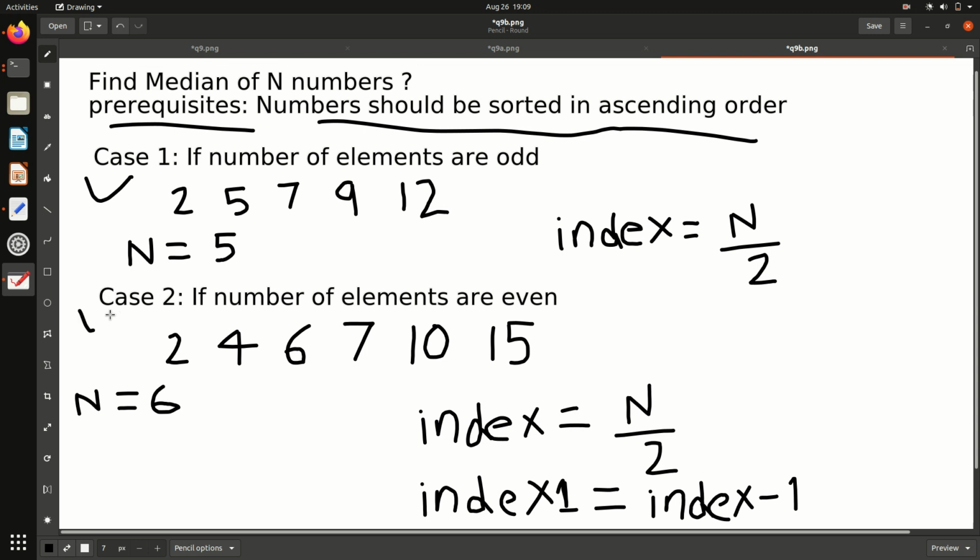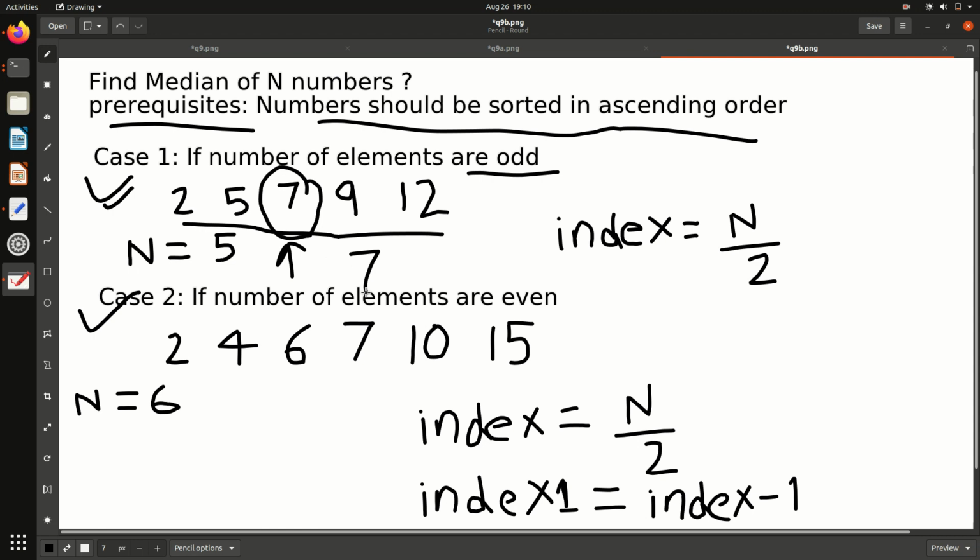There are two cases: case 1, case 2. Case 1 is like this: if the number of elements is odd, like here I have taken one example, 2, 5, 7, 9, 12. If I give you all these numbers and ask you to find the median, what will be the answer? So see, median in simple terms is the middle number. In this case, if he asks you what is the middle number, directly you can say this is it, because before this there are two numbers, after this two numbers, so it is the middle, and exactly this will be the median. So for an odd count it is very simple, take the middle one. In this case the median will be 7.